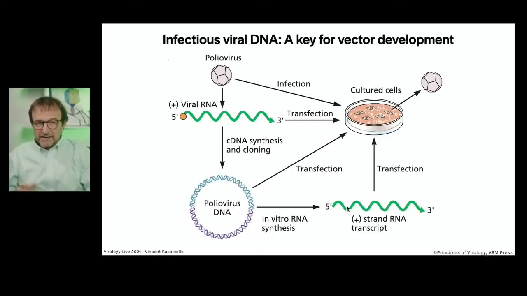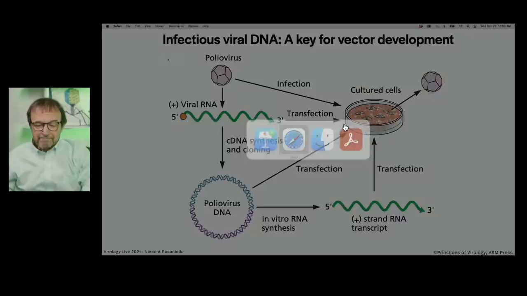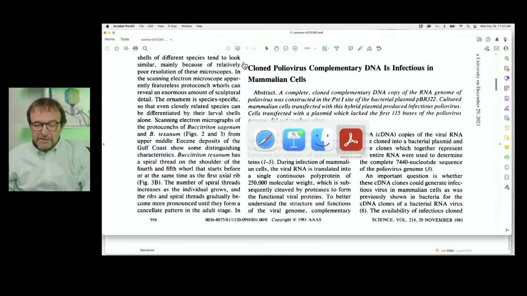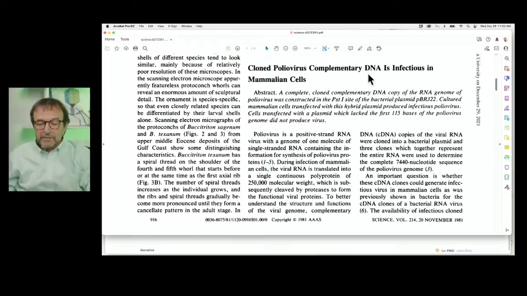Now, this discovery was done by me back in 1981. Here is the Science paper. Cloned poliovirus complementary DNA is infectious in mammalian cells. A complete cloned DNA copy of the RNA genome of poliovirus was constructed. Cultured cells transfected with this plasmid produced infectious virus.